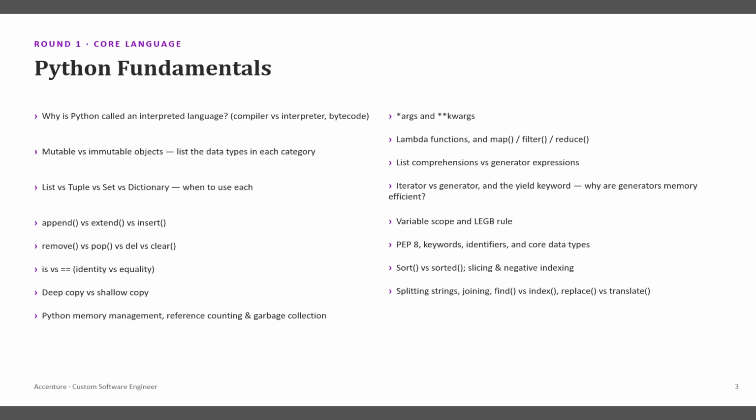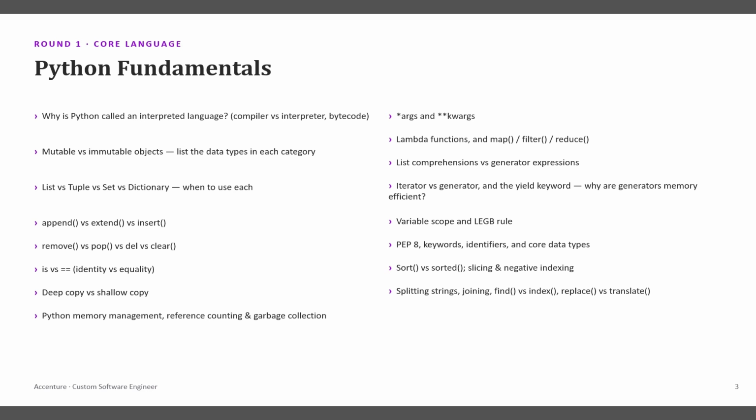Section 1, Python Fundamentals. Let's start with Round 1, Python Fundamentals. This is usually the very first set of questions, and interviewers use it to check if your basics are solid. First, they'll often ask, why is Python called an interpreted language, and how is it different from a compiled language? Be ready to explain bytecode briefly here. Next comes the classic, mutable versus immutable objects. Make sure you can list which data types fall into which category.